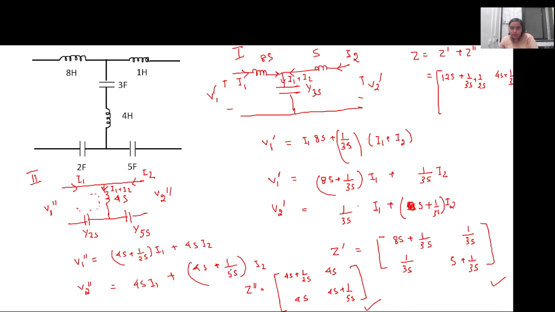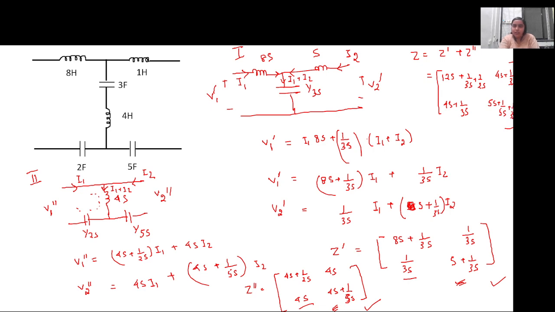Then again Z21 is 4s plus 1 by 3s. And finally Z22 will be equal to 4s plus 1 by 3s plus s plus 1 by 3s. Sorry, this is 5s, right? So it will be 4 plus 1, it is 5s plus 1 by 5s plus 1 by 3s.